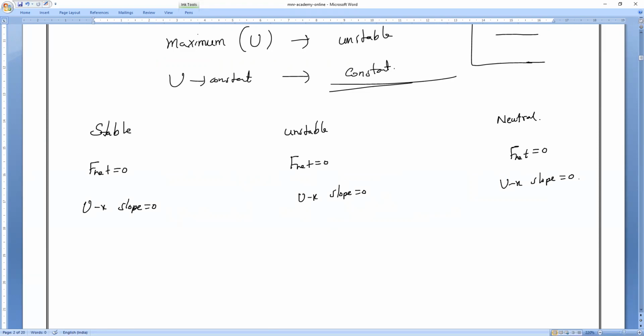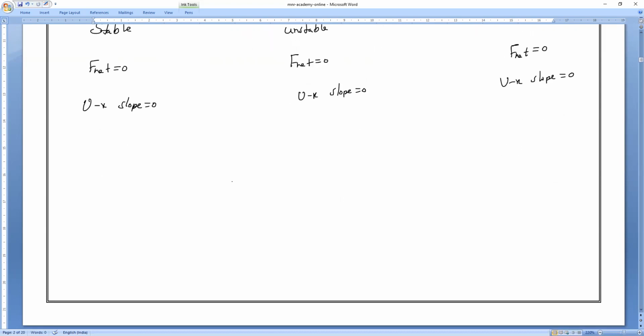Now, as we know, du by dx is equal to 0 for every case. Am I right or wrong? Slope is equal to 0 means du by dx is equal to 0. So du by dx is equal to 0. Let us consider this now. This is very important. Understand.